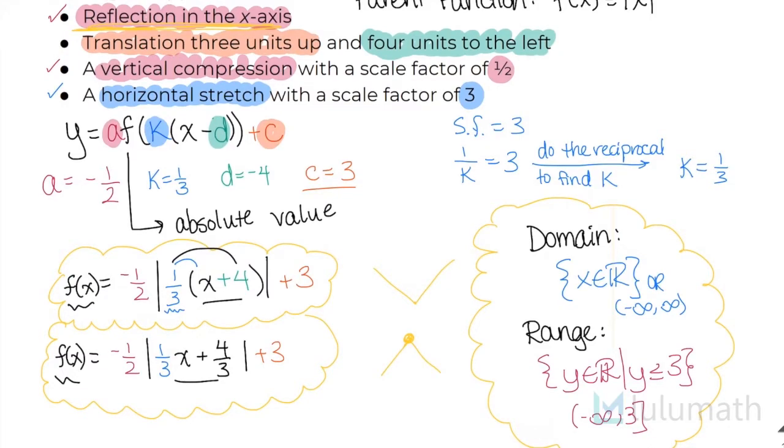Also, that vertex moved from (0, 0) to this, 4 units to the left, tells us that our x value will be -4, and this 3 units up tells us that our y value will be +3, and that's how we know that y has to be less than or equal to +3.